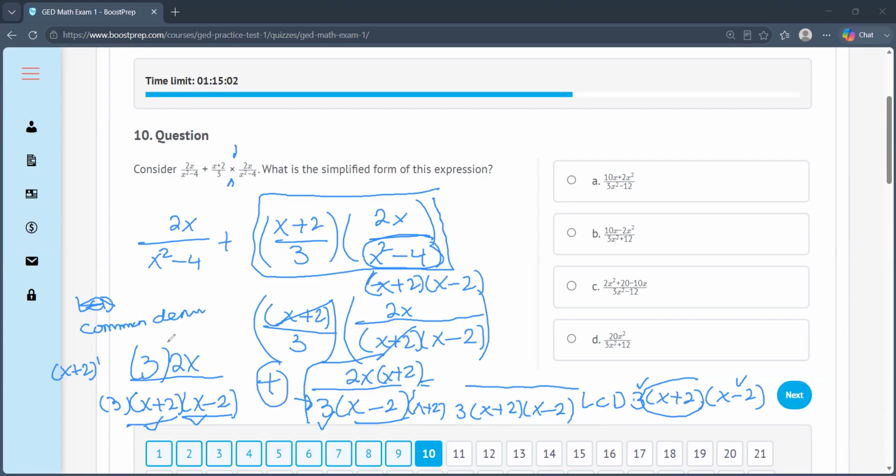So on here, what's 3 times 2x? 6x. Over here, so you put 6x. And then over here, you're going to do some foiling. So what's 2x times x? 2x squared. What's 2x times 2? 4x. And then I guess you can put in order or clean it up. So you have 2x squared on the top, and then you can combine 6x with 4x, which is 6, 7, 8, 9, 10x. And then on the bottom, it's just your LCD.